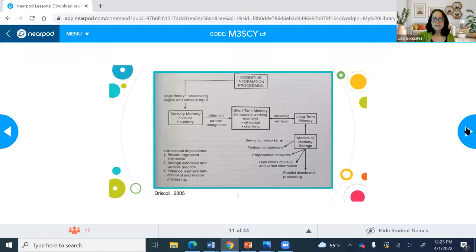So information processing models, such as the one shown here, can be attributed to the work of Atkinson and Shiffrin and Broadbent in the 50s and 60s. Information processing theories and models are very much tied up in clinical judgment. There are different models.